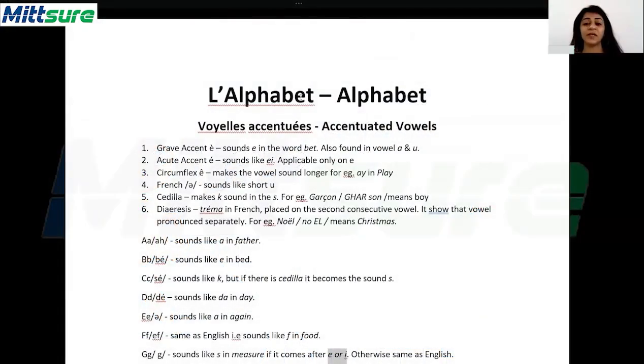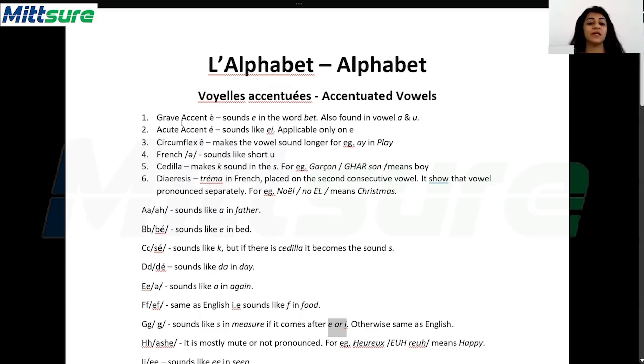So our first topic is alphabet. Alphabet in French is called l'alphabet. L'alphabet. You might be thinking, what is this L? Why is there an apostrophe before the alphabet? Don't worry, soon you will be able to understand that and jot it down on your own. But before going ahead, we need to study voyelles accentuées. These are the accents which are put above the vowels. Let's see what they are.